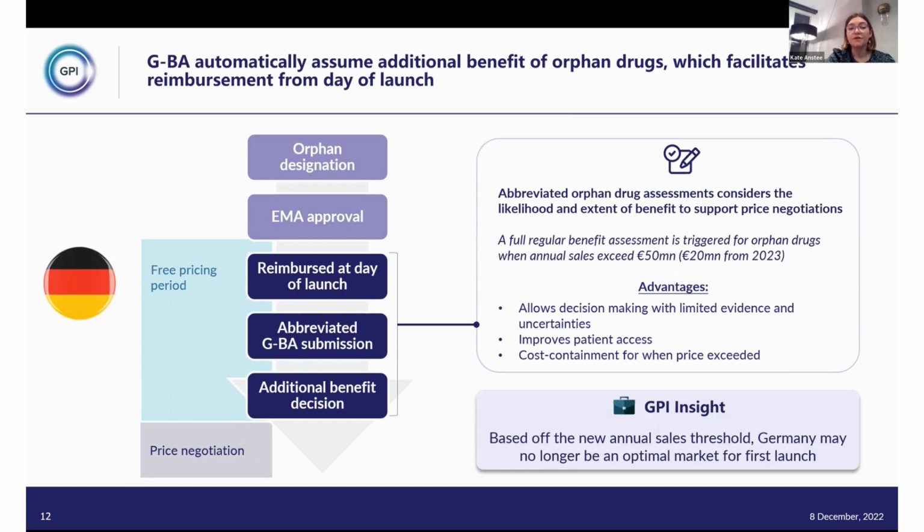The difference with this process is that once the annual sales have exceeded a threshold, a full benefit assessment is triggered, which requires further evidence. For many years, this threshold has been 50 million euros, but as of 2023, this threshold is reducing to 20 million. Now, as these high-cost orphan products continue to launch, this could present a challenge where data remains highly uncertain. So therefore, for any of the launch strategies of new assets, I think that Germany may no longer be an optimal market for that first launch.